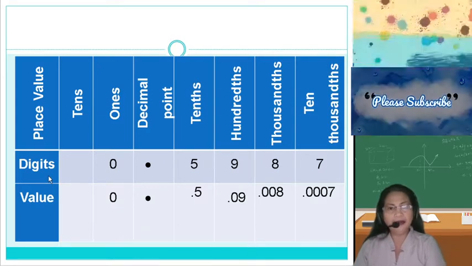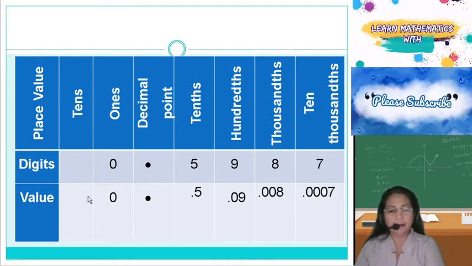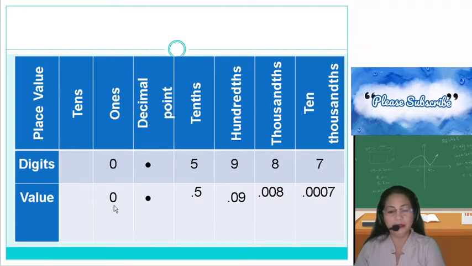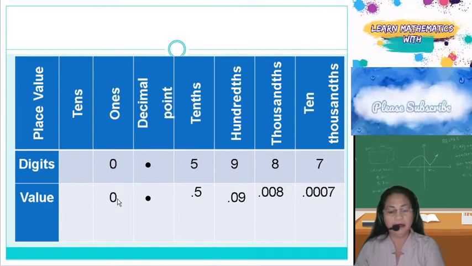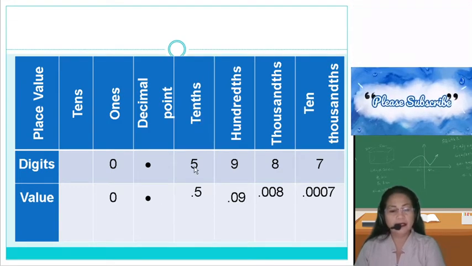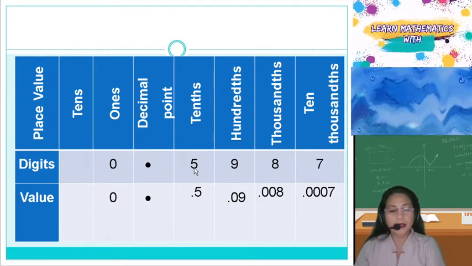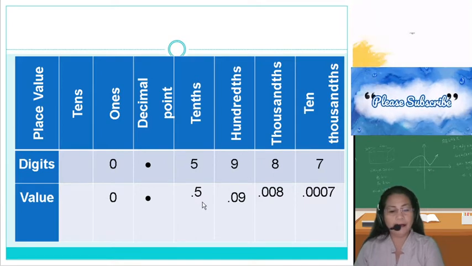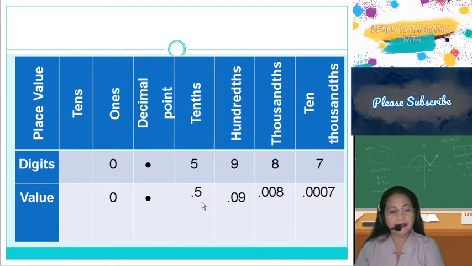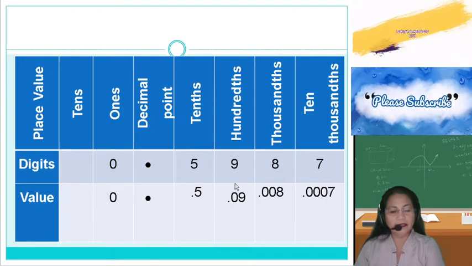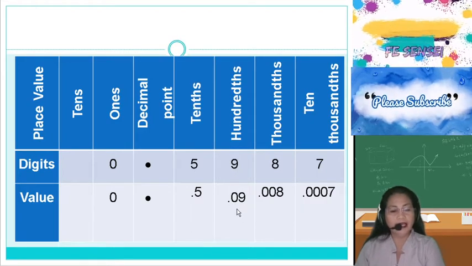So, how to write the value? Here in the ones place, it is 0, so the value is 0. Then the decimal point, tenths, so this is 5. So the value is 5/10. Hundredths, this is 9. So the value is 9/100ths.